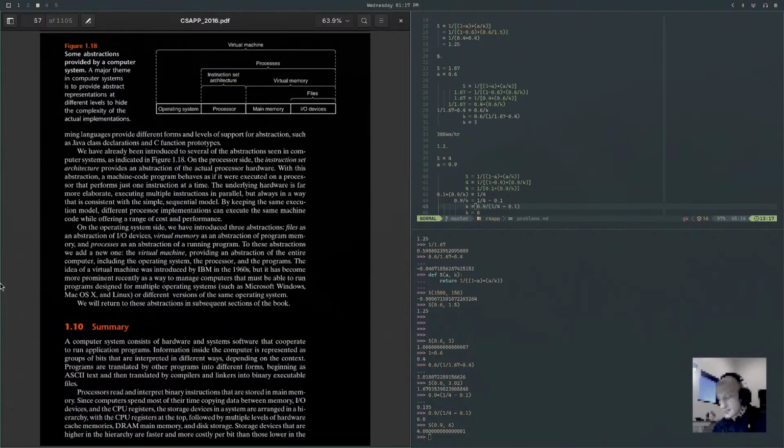By keeping the same execution model, different processor implementations can execute the same machine code while offering a range of cost and performance. On the operating system side, we have introduced three abstractions: files as an abstraction of I/O devices, virtual memory as an abstraction of program memory, and process as an abstraction of a running program. To these abstractions, we added a new one, the virtual machine, providing an abstraction of an entire computer, including the operating system, the processor, and the programs.